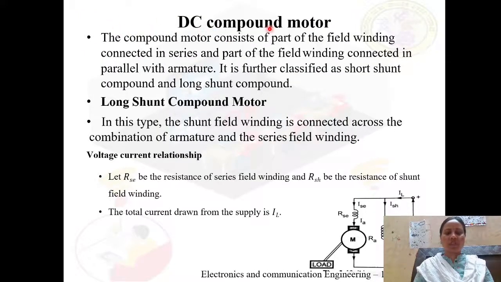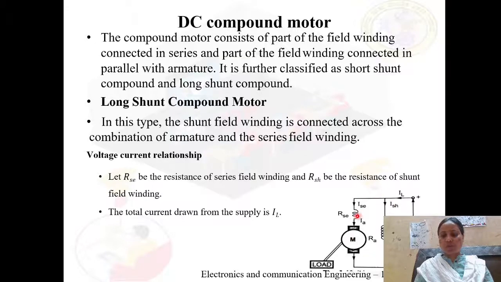Similar to the DC generator, here also the compound motor consists of a part of the field winding connected in series and another part of the field winding connected in parallel with the armature. That is, it will have both series and parallel combinations. Based on this, we further classify the compound motors as a long shunt compound motor and a short shunt compound motor. So let us first take the long shunt compound motor.